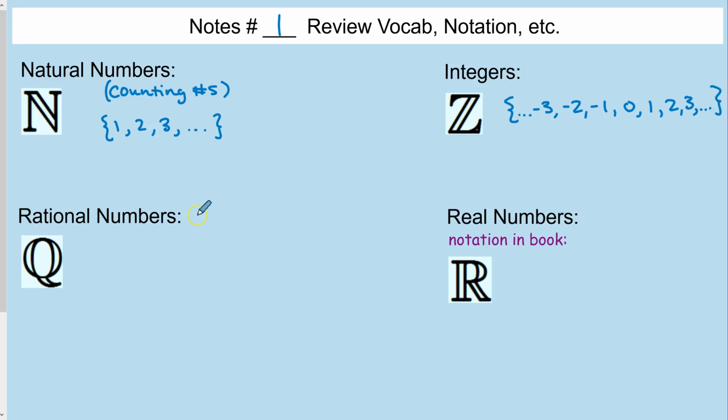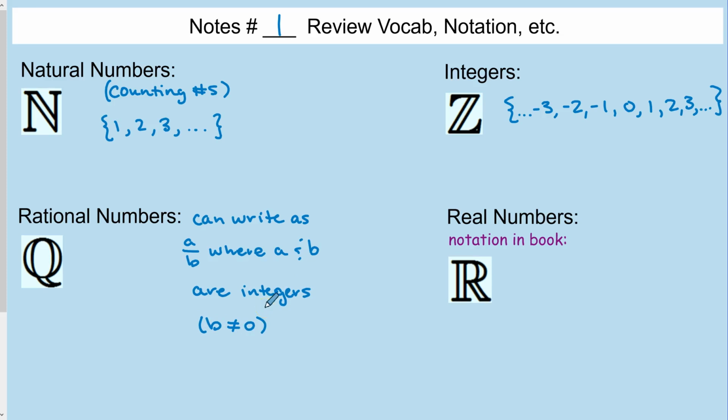Rational numbers are numbers that you can write as a fraction of an integer over an integer. So can write as a over b, where a and b are integers, and because we can't divide by 0, b is not equal to 0.